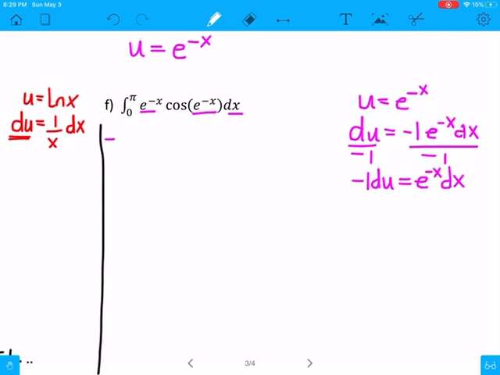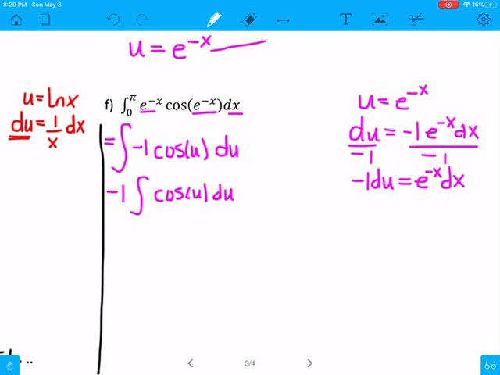Okay, so I'm going to get my little integral symbol with no numbers on it because I'm going to change to u's, and I can't use the 0 and pi because that's for x's. So e to the negative x dx is negative 1 du. And in the middle, I'm going to have cos of u. What can I do with that little negative 1? Because it's a coefficient, I can bring it out front. And so I'm going to have cos u du.